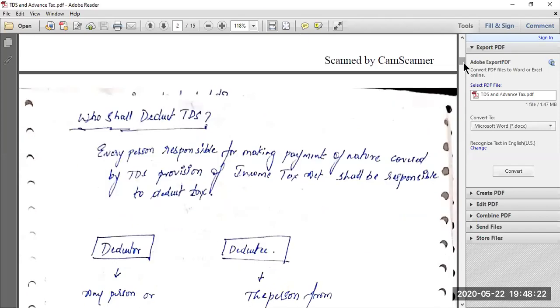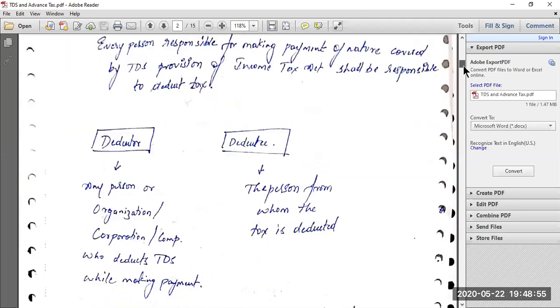Next, let us understand who is responsible to deduct TDS. Every person who is responsible for making a payment of a nature covered by the TDS provisions of the Income Tax Act shall be responsible to deduct tax. There are certain payments and certain incomes in respect of which the TDS provisions under the Income Tax Act say that a certain percentage of the amount must compulsorily be deducted in the form of TDS. What those payments and incomes are, we will discuss later.